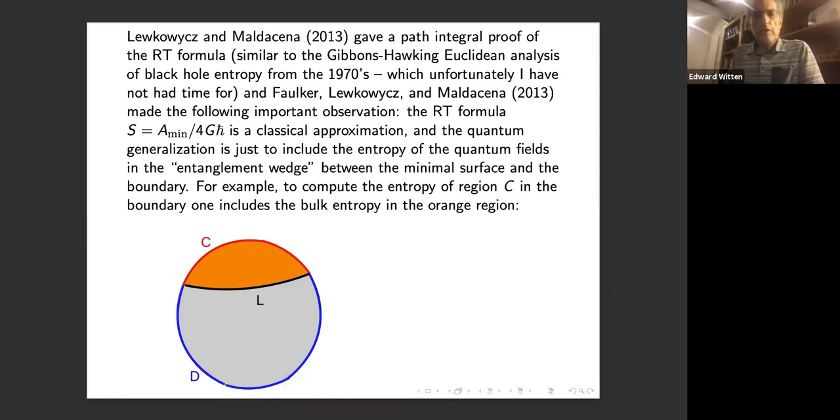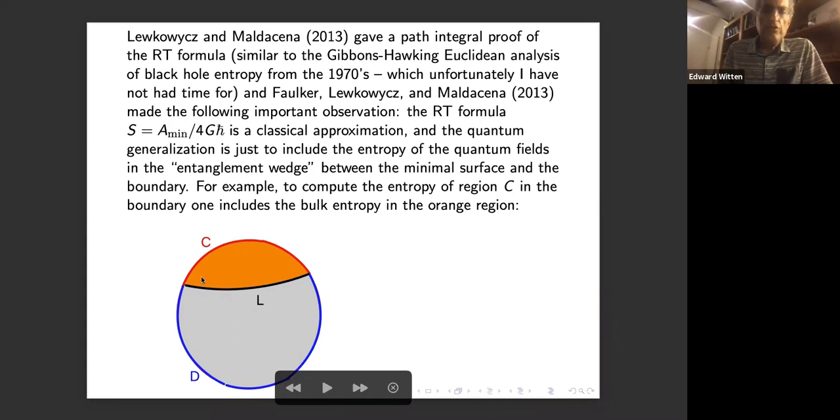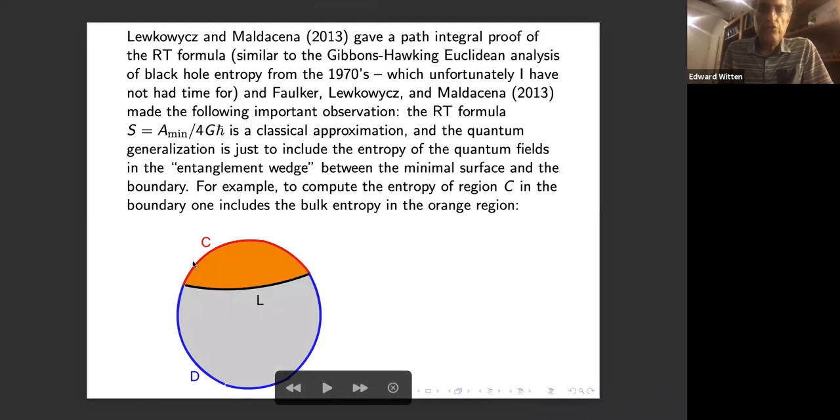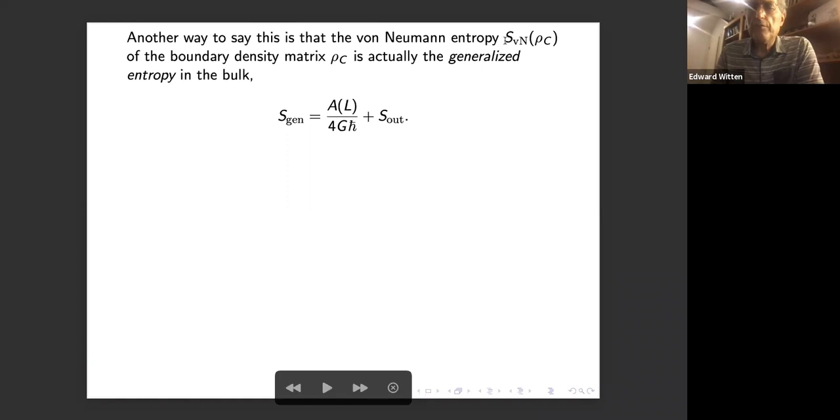So what Lewkowycz and Maldacena explained is that the quantum correction to the RT formula turns it into what you could call the generalized entropy of the minimal surface or minimal geodesic L. So the von Neumann entropy of the density matrix in region C. C is a region in the boundary. What I call rho C is the density matrix of the boundary theory reduced to the region C, and it has a von Neumann entropy. And the RT formula for its von Neumann entropy was just the area of L over 4Għ.